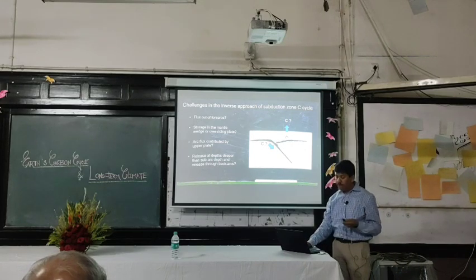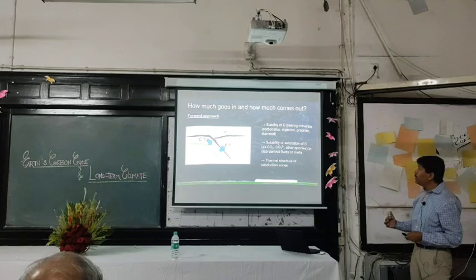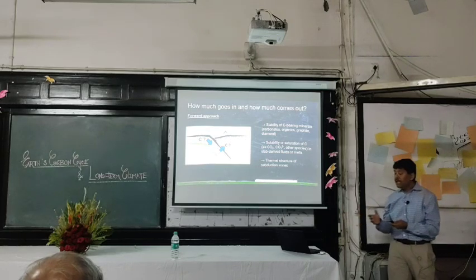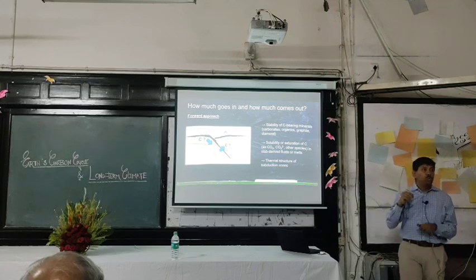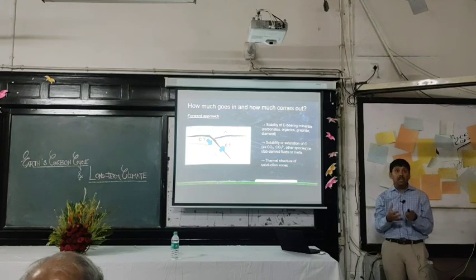Because of all these, what the community also does, basically people like us in our group, is to apply some sort of a forward approach. The forward approach means, instead of looking at how much carbon is going in and how much is coming out at arcs, we will try to actually observe the fate of carbon-bearing lithologies in subduction zones by modeling them.